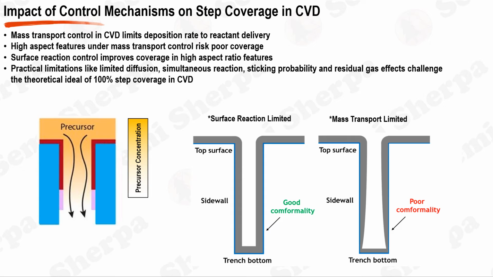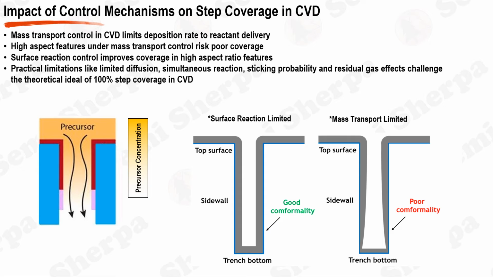High aspect ratio features like trenches or vias introduce the risk of limited reactant delivery, causing poor step coverage at the bottom. Reactant gas molecules, colliding and depositing on feature sidewalls, can obstruct further molecules from reaching the base, leading to the potential formation of voids and reduced conformality.